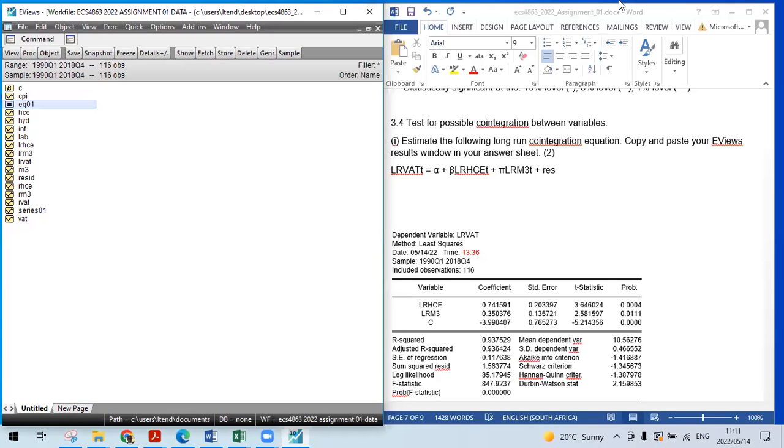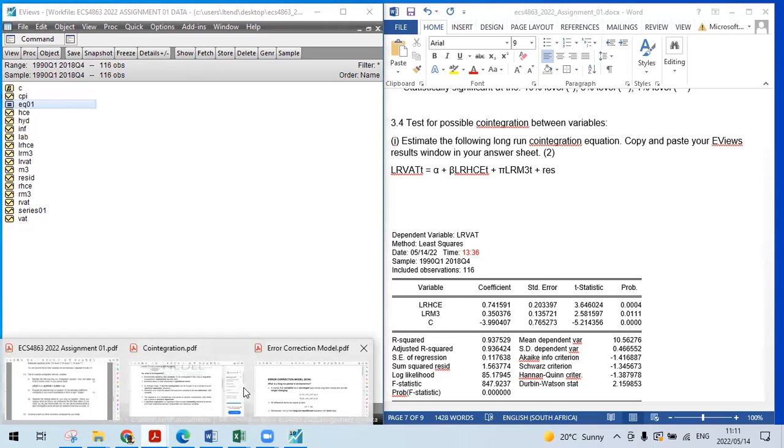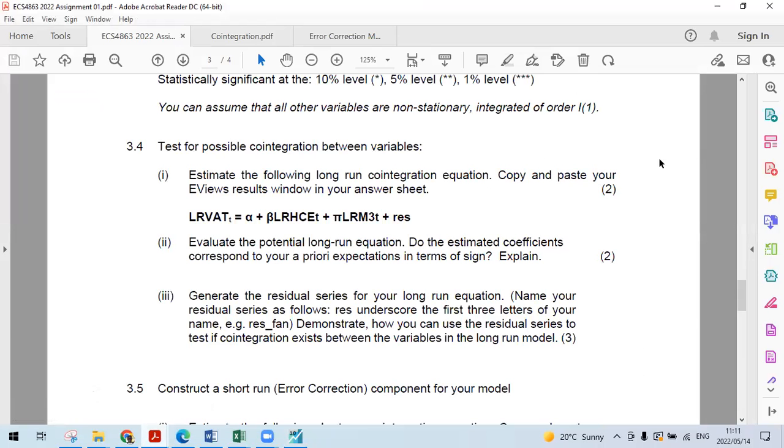Let's minimize this. Let's go to the question. The next question. What are they saying? Let's read the question. Maybe we are not answering the question. Estimate the following long run co-integration equation. Copy and paste your EViews results. How many marks are you given for that? 2 marks. Yeah, because you did nothing actually. You just copied stuff from EViews and you're pasting them there. Right? Fine.